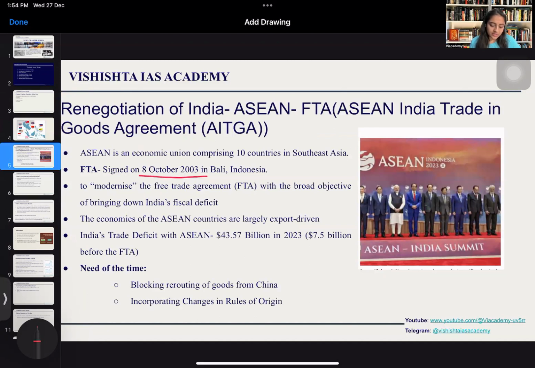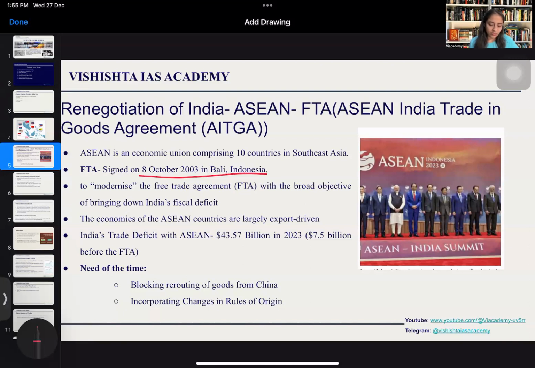And what has happened over these years is that there has been a lot of trade deficit on the part of India with ASEAN countries, because ASEAN countries are mostly export oriented. So the amount of export that is happening from India is less than the amount of export that is happening by other countries into India, which is acting against India's favor.